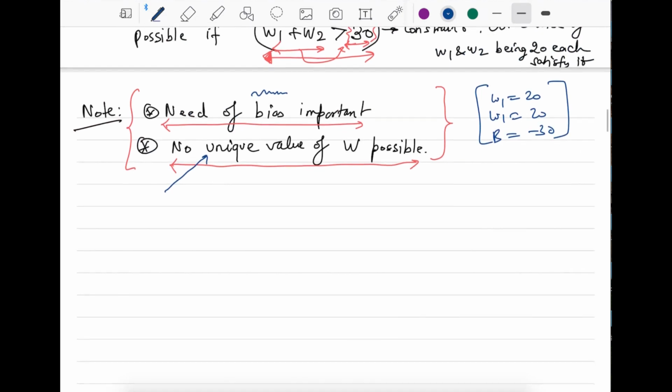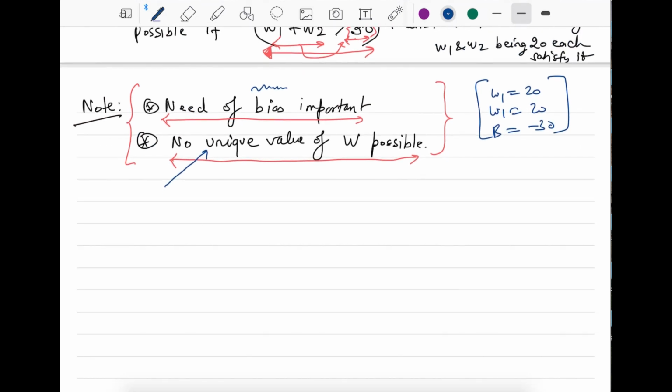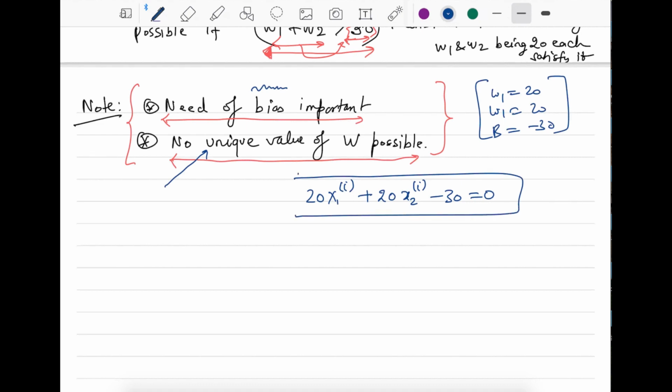As you obtained W1, W2 and bias B as minus 30, you just plug it into the equation that we had, and you will get 20 x1i plus 20 x2i minus 30. So it will be your equation of the straight line. Once you normalize it, what you get is x1i plus x2i minus 1.5 equal to 0. So this is your equation of the line.